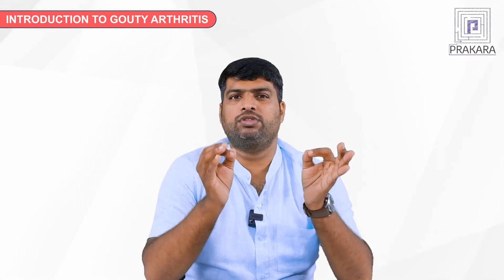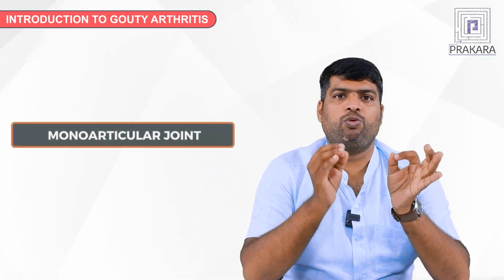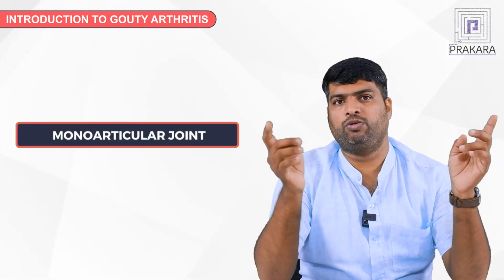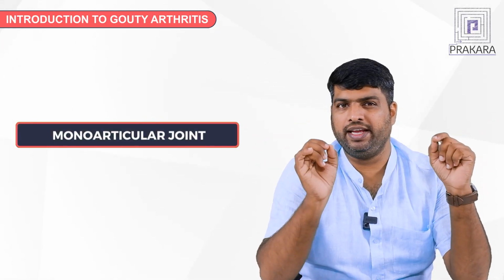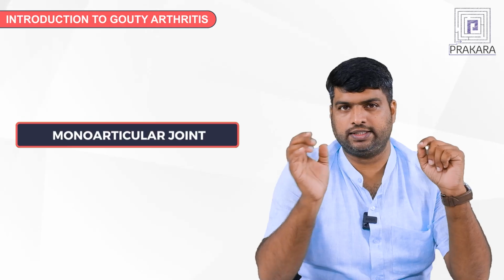As I said, the levels may be increased or decreased, that is a different case, but here you will be able to see this. And one more thing we need to understand about gouty arthritis is that it is associated with only one joint. That is the reason we call it monoarticular joint involvement. Only one joint is involved in gouty arthritis.